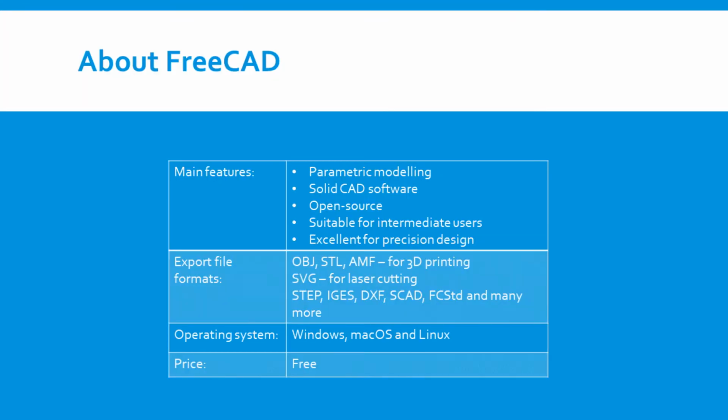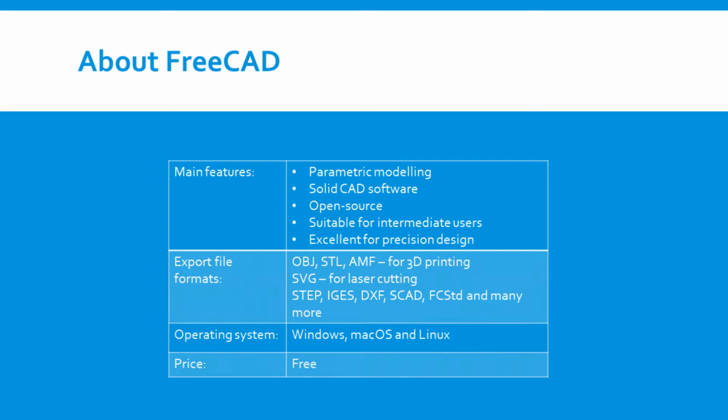FreeCAD is a free and open-source, general-purpose, parametric, 3D computer-aided design modeler. Parametric modeling allows for easy modification of designs by going back into their model history and changing the parameters. With FreeCAD, geometry-constrained 2D shapes can be sketched and used as a base for building other objects. It is suitable for intermediate users and it's a powerful design tool that can be successfully used for precision design.